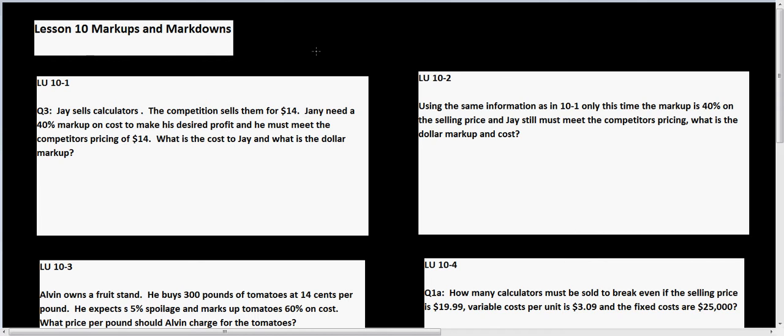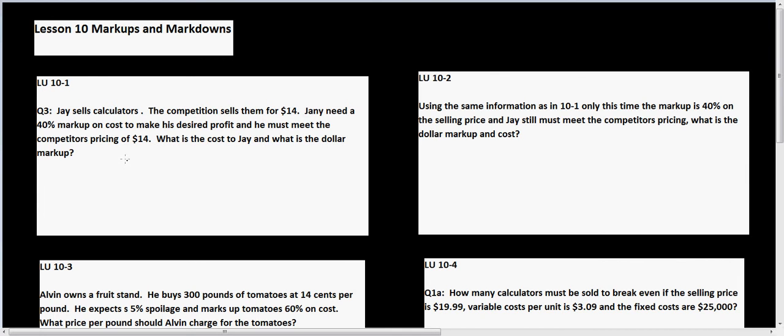Now, let's start with markup at cost. Let's go through this example. We have Jay who sells calculators, and his competitors sell those same calculators for $14 a unit. Jay needs a 40% markup on his cost to make his desired profit, and he must meet the competitor's pricing of $14. So what kind of cost has Jay got to come up with?